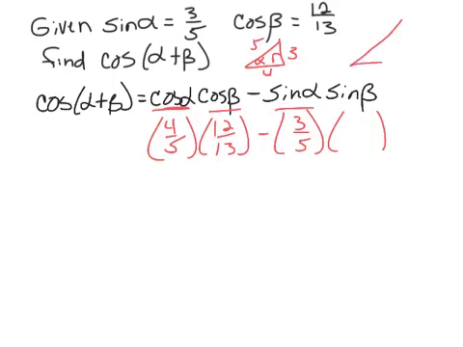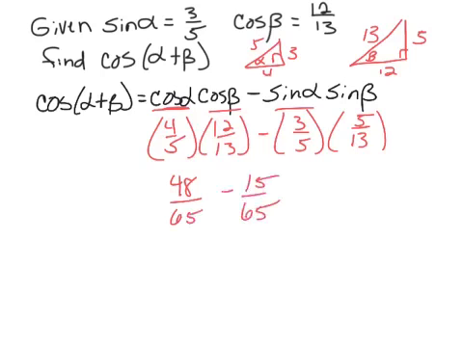Cosine of beta, that's an entirely separate triangle. If this is beta, this is 13, this is 12, that's another Pythagorean triple. You're going to find out that the other side is 5. So sine of beta is going to be 5 over 13. Because what you should find, if you do this correctly, your denominators are going to be identical when you're done. So multiplying through, I get 48 over 65 minus 15 over 65. So my final answer here is going to be 33 over 65.